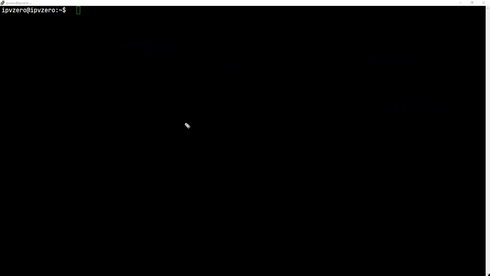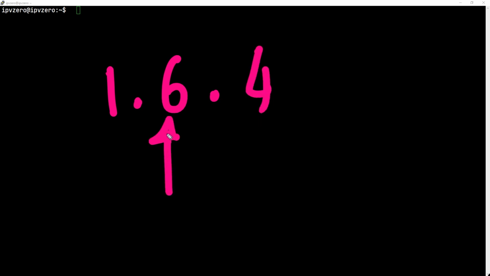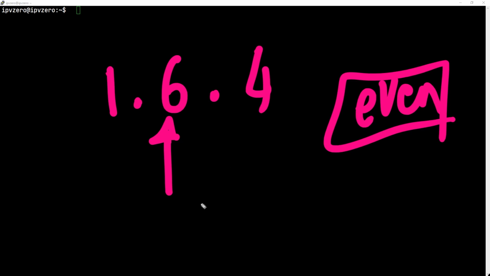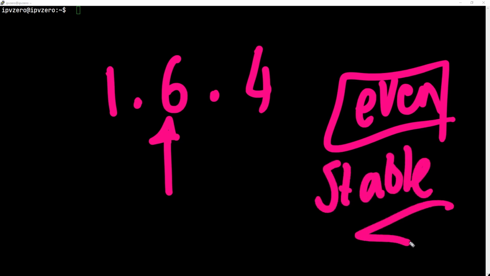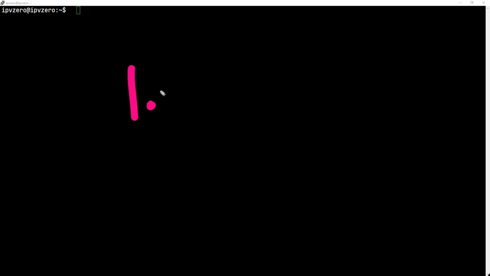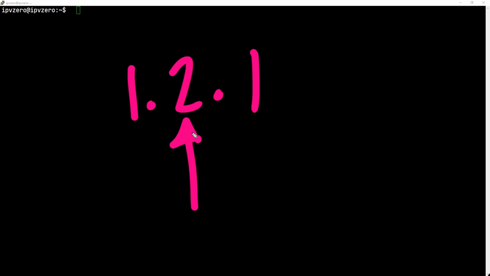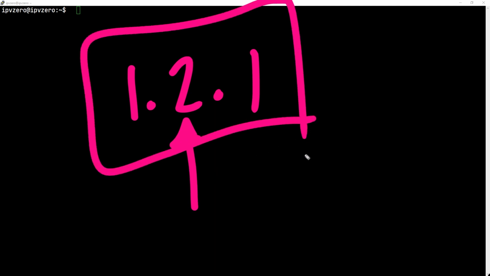Now, when this was sufficiently tested and became stable, we could then have something like, say, 1.6.4. 6 would be an even number, and because we saw an even number in the major revision, we would know this was a stable release. So we should not expect any type of wonky features or major bugs. So at a glance, if I happen to show you 1.2.1, you would know that 2 is an even number. Therefore, this would be a stable release.